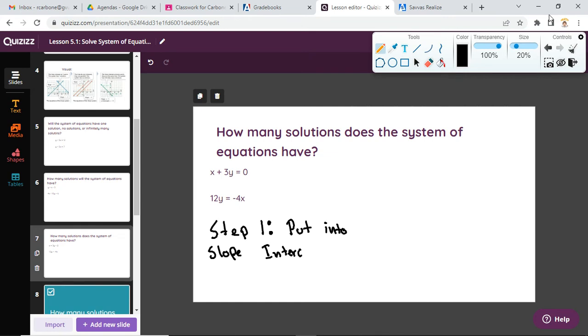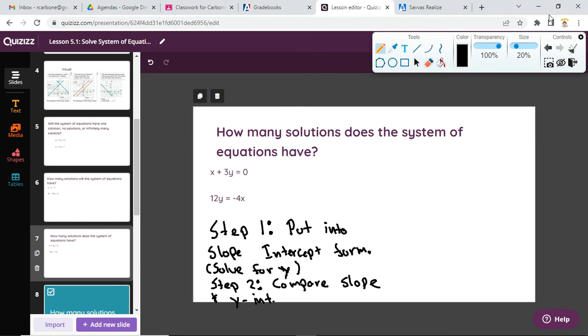Or basically I solve for y. Now for my step 2, I'm going to compare my slope and my y-intercept. So step 1, put your equations into slope-intercept form. Basically, you're solving for y. Step 2, you're going to compare the slope and the y-intercept.